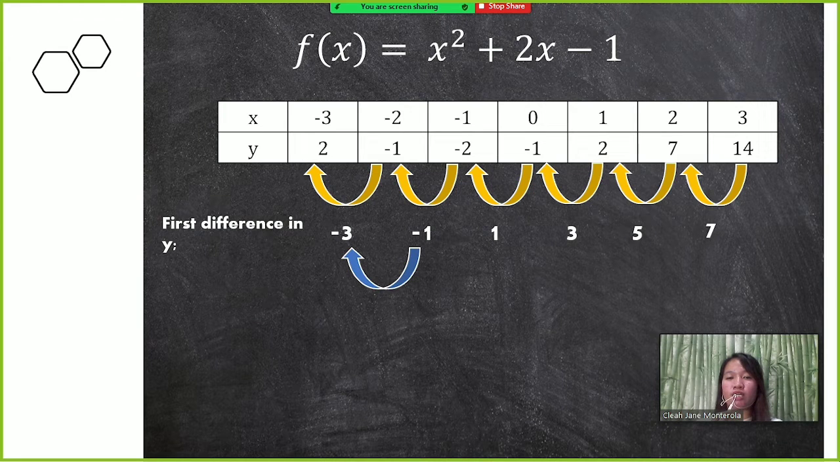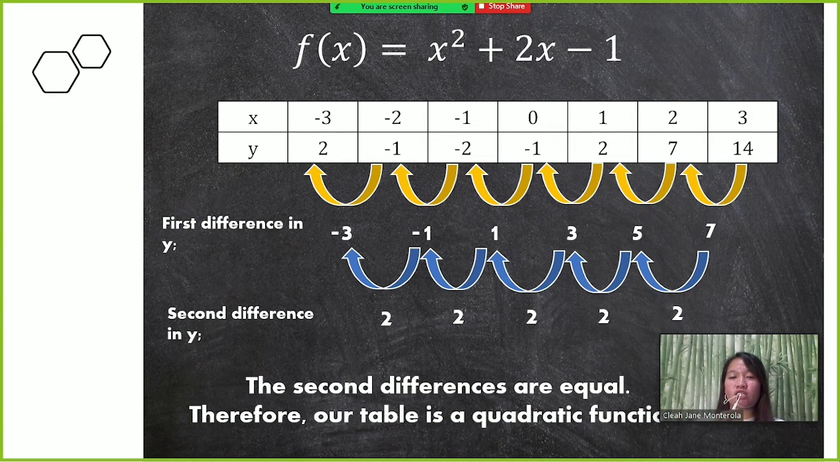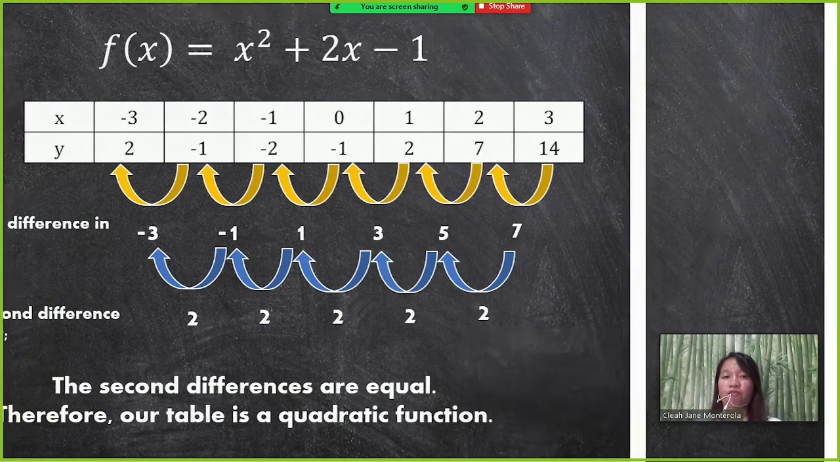So let's proceed. -1 minus -3, we have 2. And 1 minus -1, we have 2. And 3 minus 1, we have 2. And 5 minus 3, we have 2. And 7 minus 5, we have 2. As you can see, the second differences are equal. Therefore, our table represents a quadratic function.